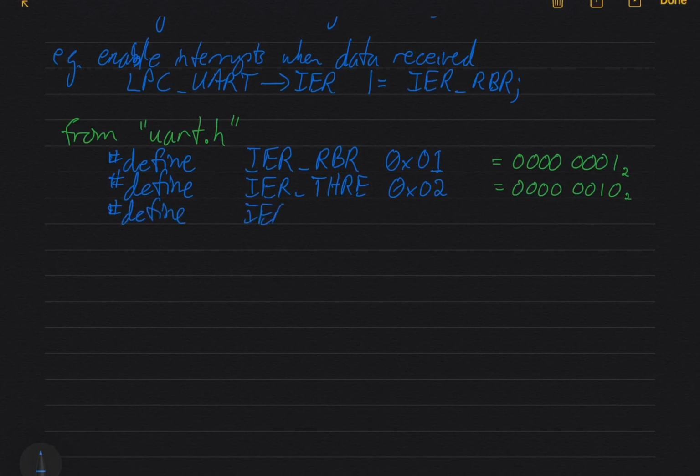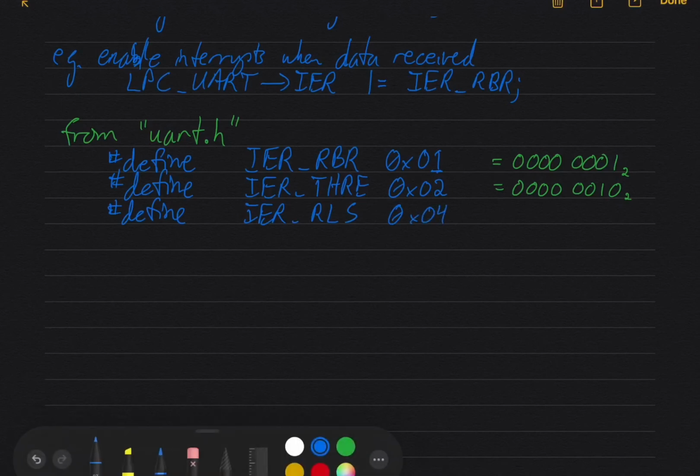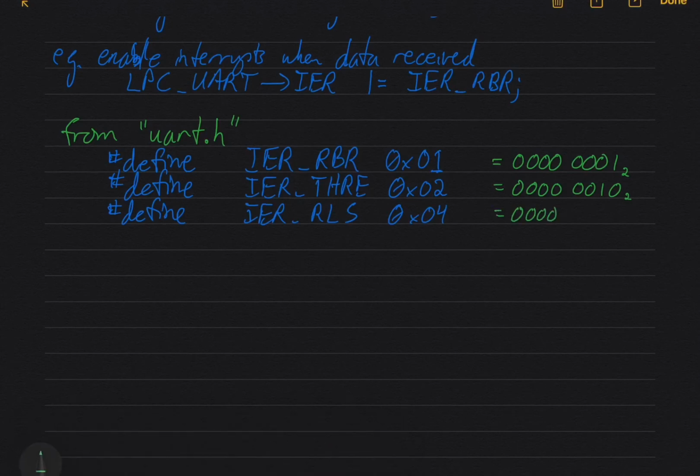So we're setting different bits in that register, and we're controlling the behavior of the UART. And one more, the interrupt enable register receiver line status. So if there's something up with the status of what we're receiving, then we set this bit in the interrupt enable register, and the processor will get interrupted when there's something going on there.